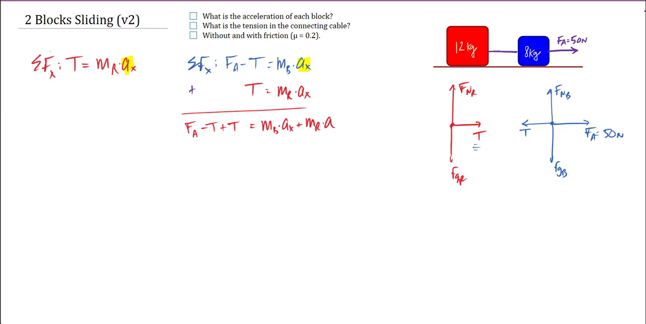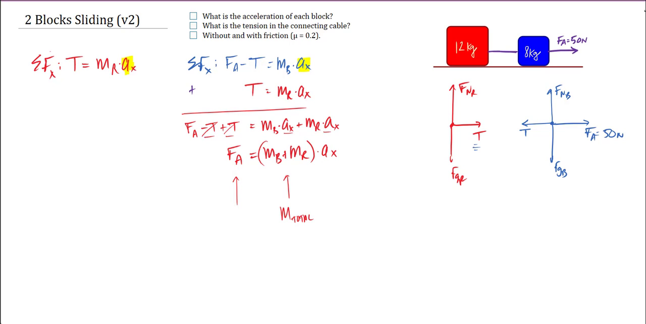And now if I clean this up a little bit, I have a negative tension and a positive tension. Well, they cancel each other out. I get just the applied force, and that equals, if I pull the acceleration out, m_b plus m_r times the acceleration. And really what this is, there's our applied force. This is our total mass. So we have our applied force equals our total mass times our acceleration.